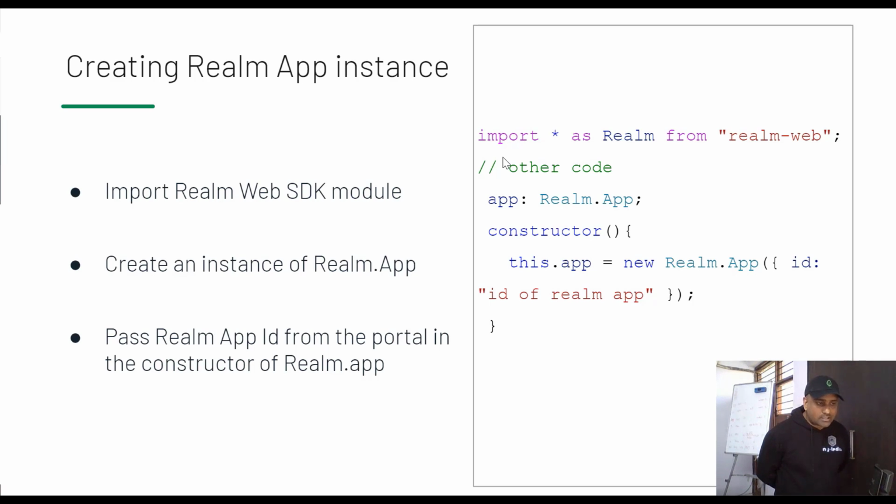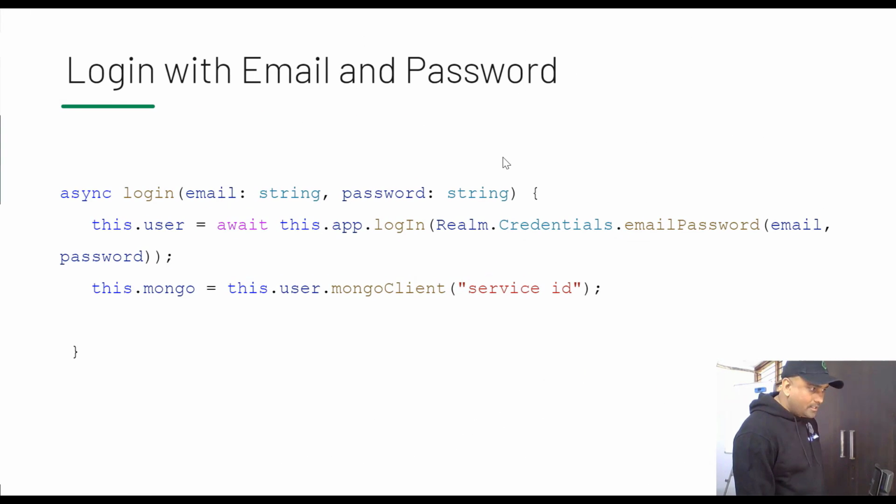And then in the constructor of the service, you can create a Realm app. You can say this.app equals new Realm.App, and then you have to pass an object where you need to set the ID of your Realm app. In the Realm UI, you can see the ID of your app. Whenever the constructor is called, a new object of Realm app is created. So this is what you need to do.